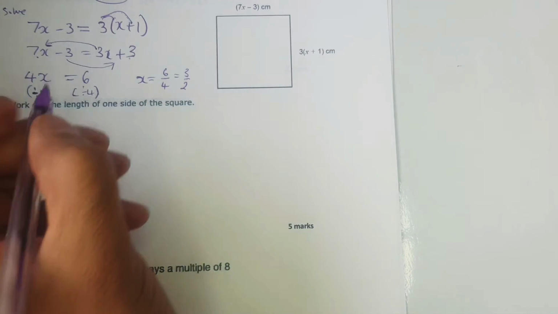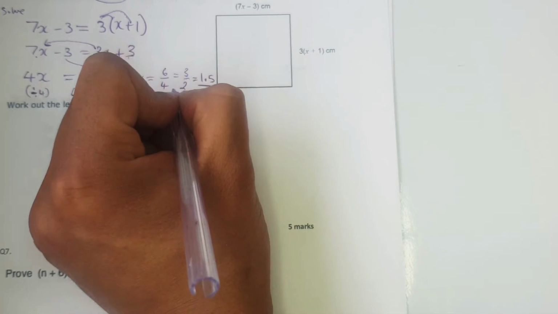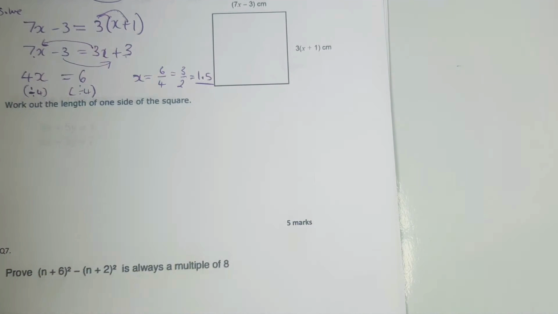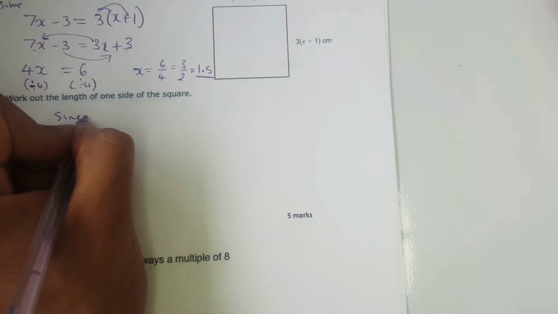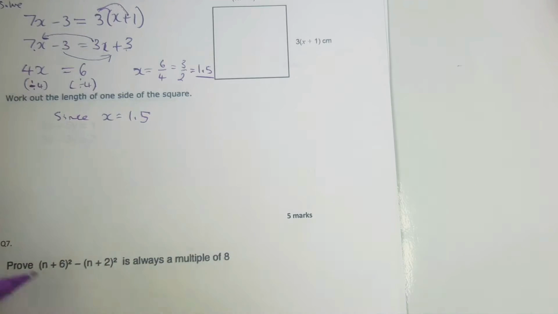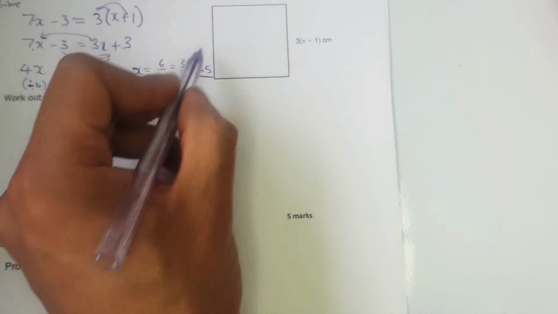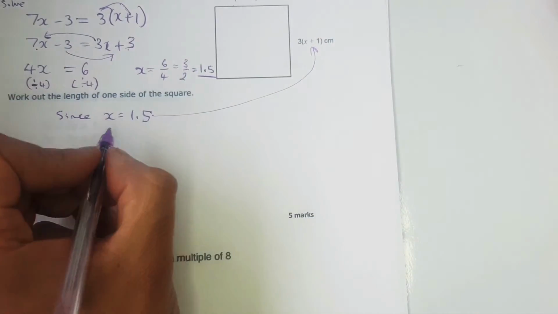If you want to be really posh, you can write it as a decimal, 1.5. Either answer is fine. So x is 1.5. Now we know what x is, we need to find out what one side of the square is. So I'm just going to substitute into any one of those. I'll probably substitute into that one, it looks a bit easier.